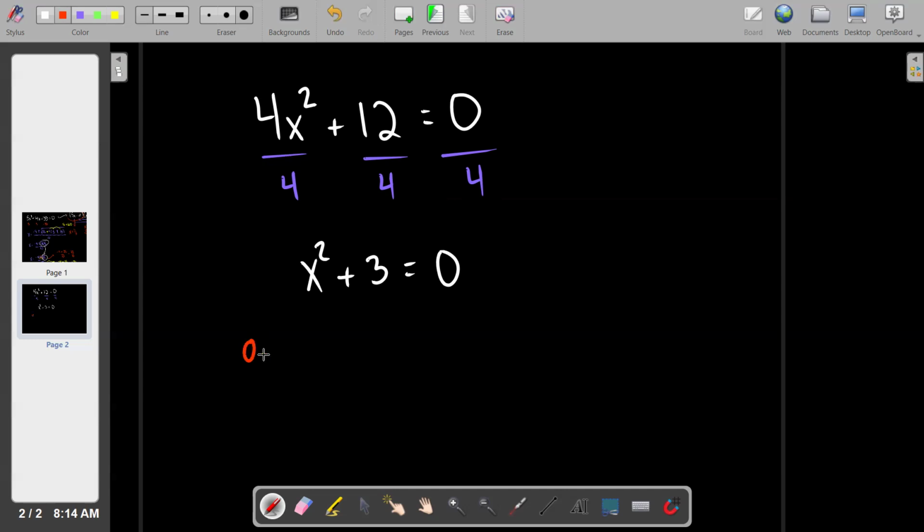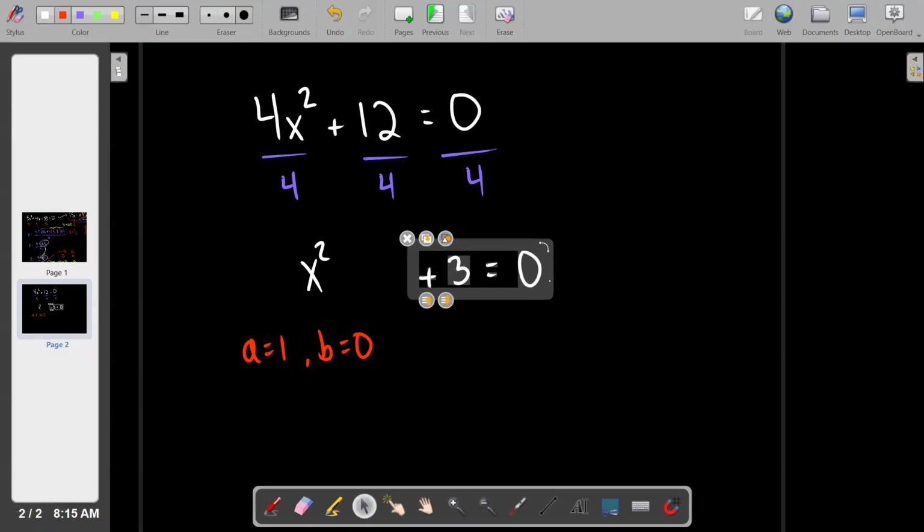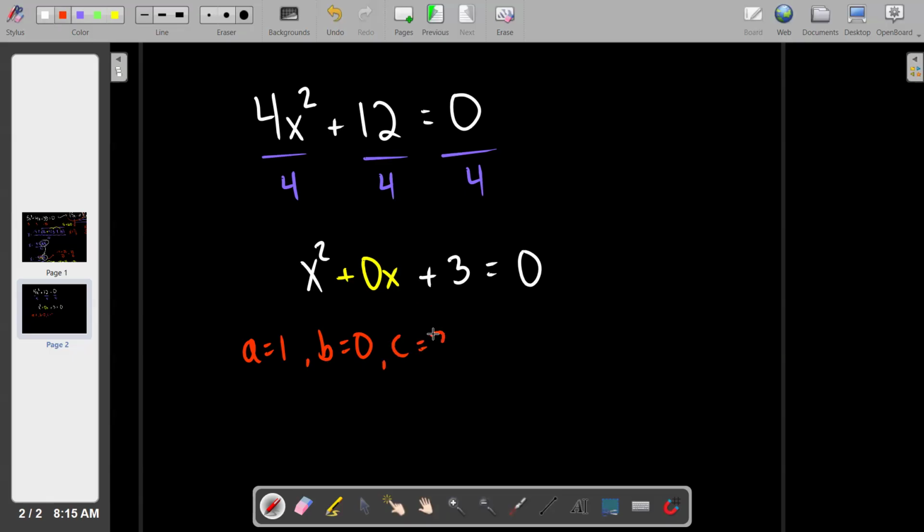What is A? 1. What is B? 0. If you really wanted to make a case, if someone said, I don't believe that, show me why that is, then I would say, fine, touché. There you go. Is there a middle term? Yeah, but it's got a 0 on it. So good job. Good spot there. And what is C? So let's quadratic formula this.